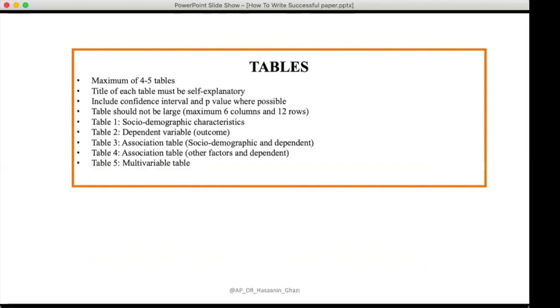The tables, as we said, are 4 to 5 tables, with confidence interval and p-value where possible. The tables should not be large. Usually table 1 should be socio-demographic characteristics. Then we're talking about the dependent variable, which is your outcome. Table 3 is association tables. And table 4 is about other factors. And table 5 is about multivariable tables if we have advanced statistics.